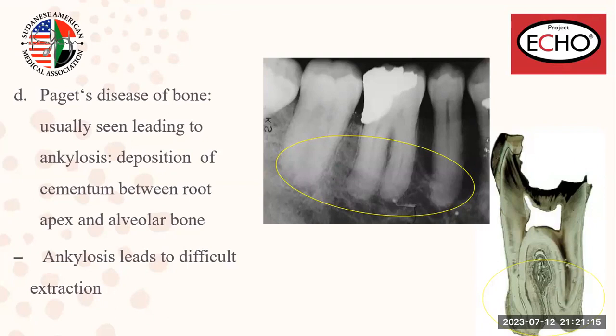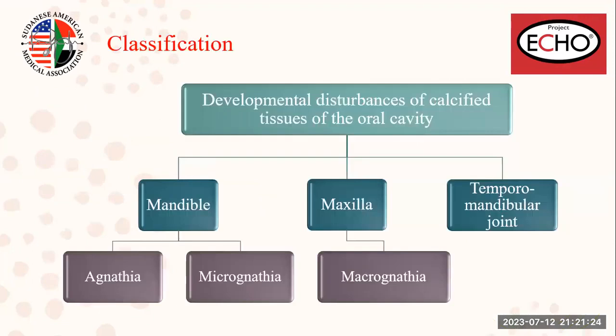Okay, now we move on to disturbances in the jaws or bones of the jaw. These disturbances are classified into problems in the mandible, problems in the maxilla, and problems in the temporomandibular joint. Today, we're going to talk about maxillary problems and mandibular problems. Temporomandibular joint is not included in today's lecture.